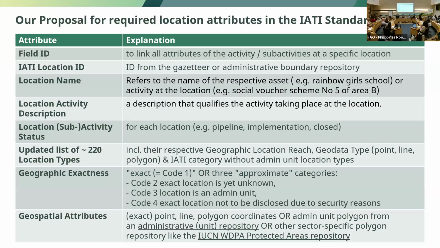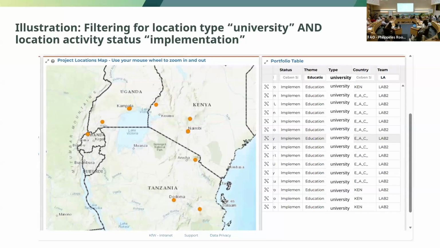Then we have the geospatial attributes, where we need not only points, but also lines and polygons, and then to make the distinction: if this is a forest polygon, then we really have to draw it. But if it's an admin unit or the IUCN protected areas polygon, then we need to take it from the repository. So this is basically the model.